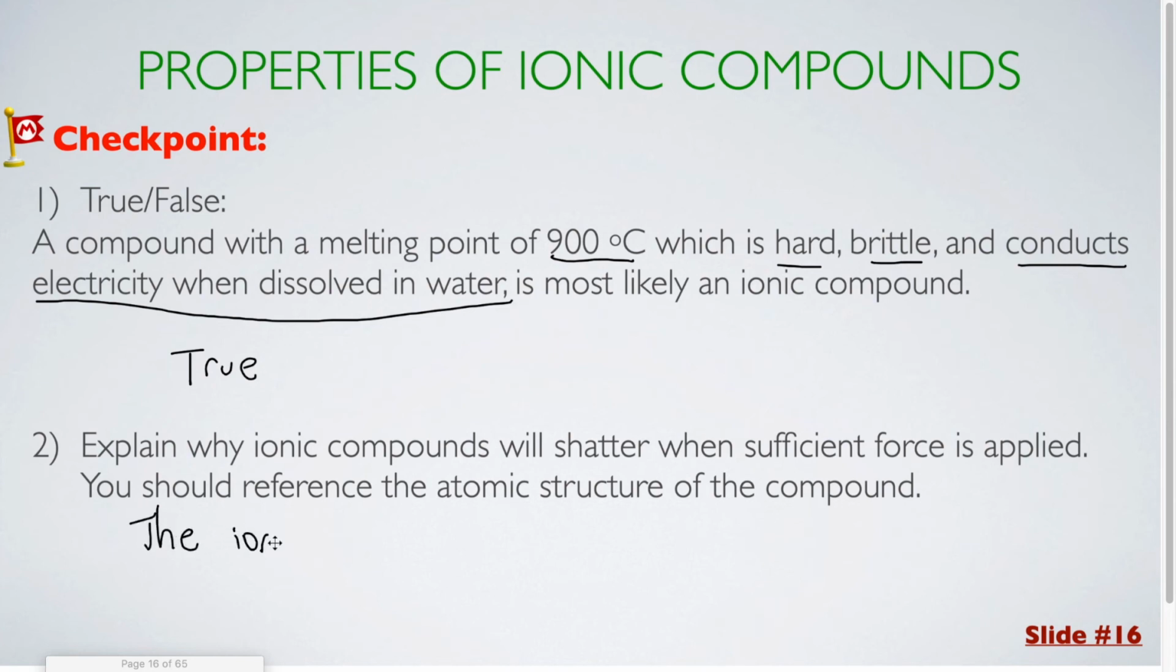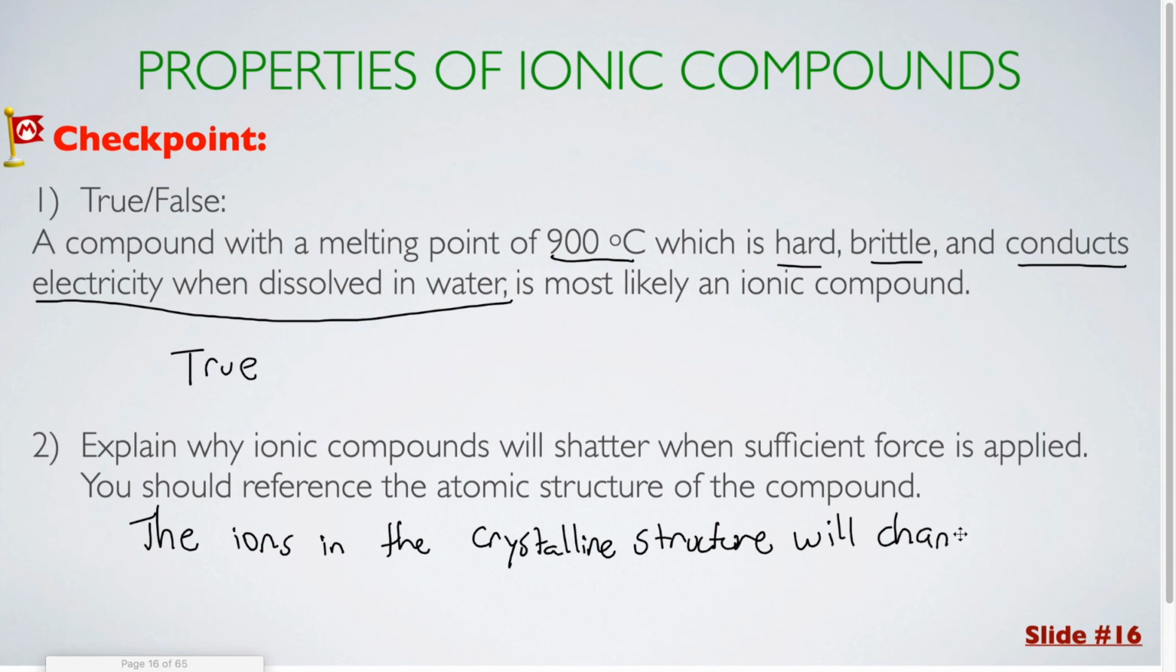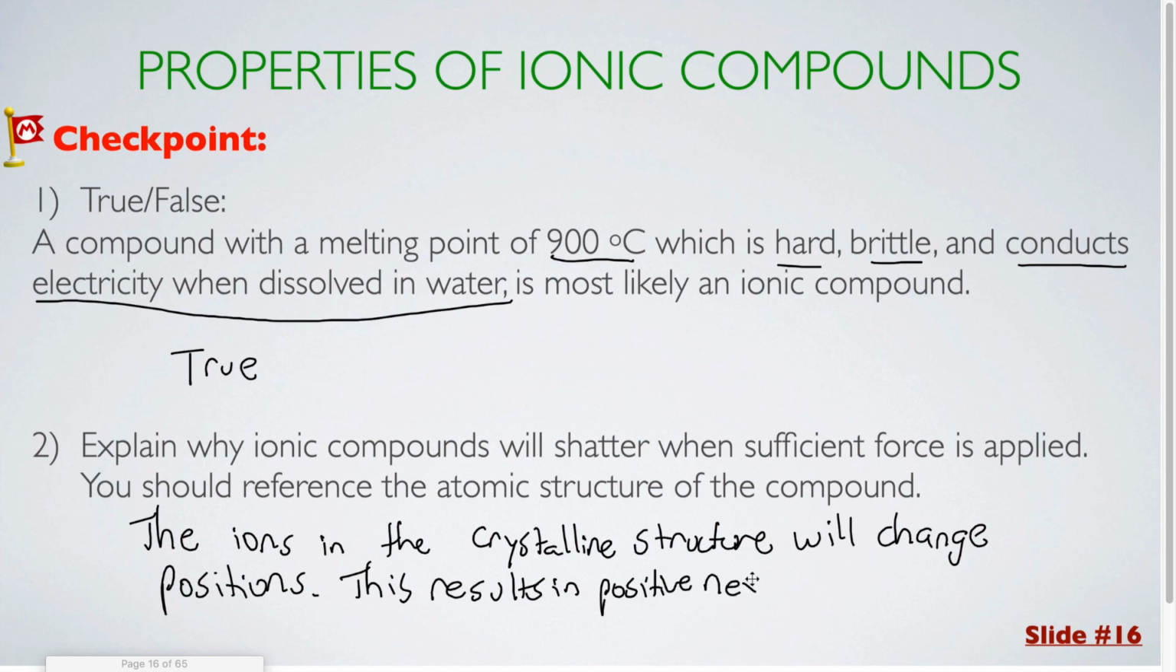So the ions in the crystalline structure will change positions. This results in positive next to positive, and negative next to negative.